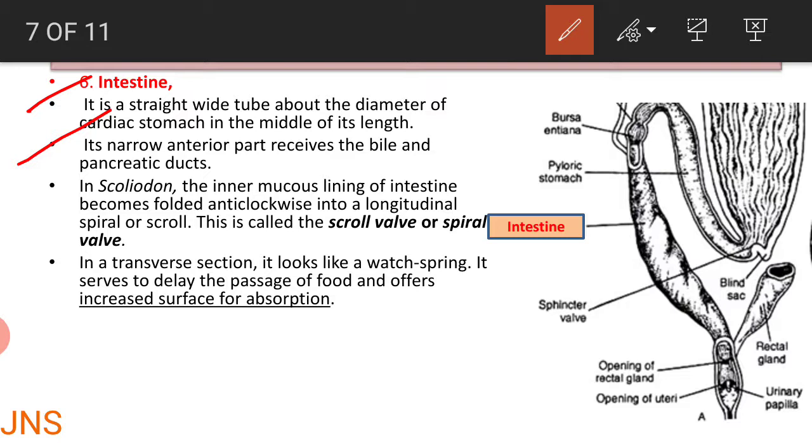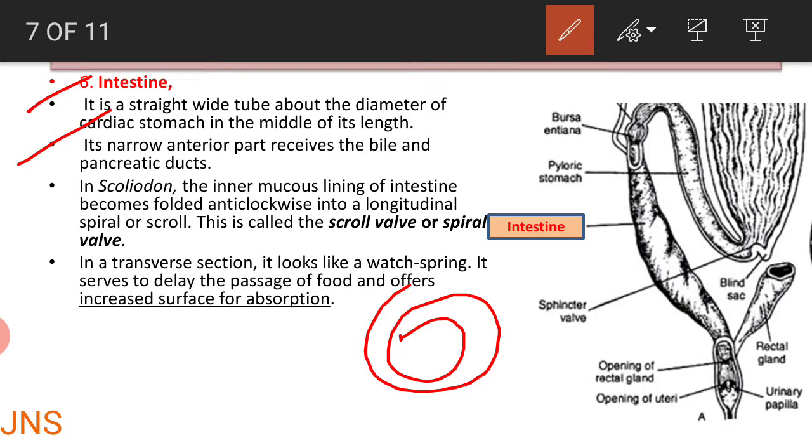In Scoliodon, the inner mucous lining of the intestine becomes folded anti-clockwise into a longitudinal spiral or scroll. This is called the scroll valve or spiral valve. This is the internal structure we get when we take the TS of that intestine. In a transverse section, it looks like a watch spring.